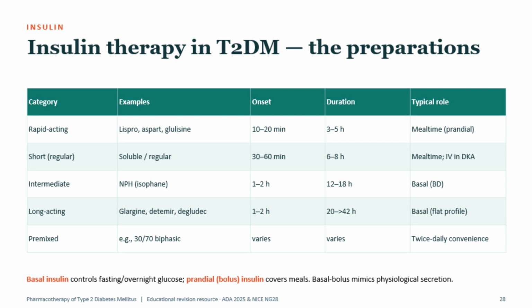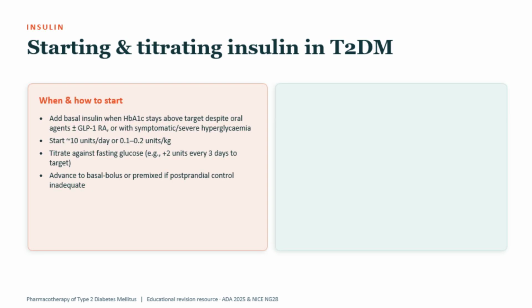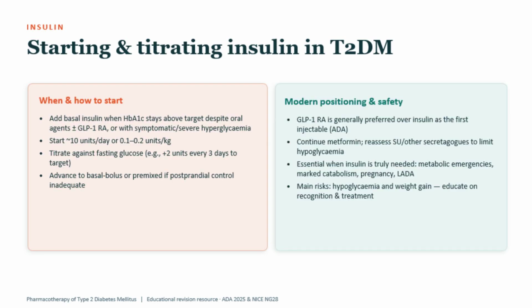The whole logic is this: basal insulin controls the fasting and overnight glucose, prandial insulin covers the meals, and basal bolus together mimics what a healthy pancreas does. Master that framework and the rest is detail. So when do we actually start insulin and how?